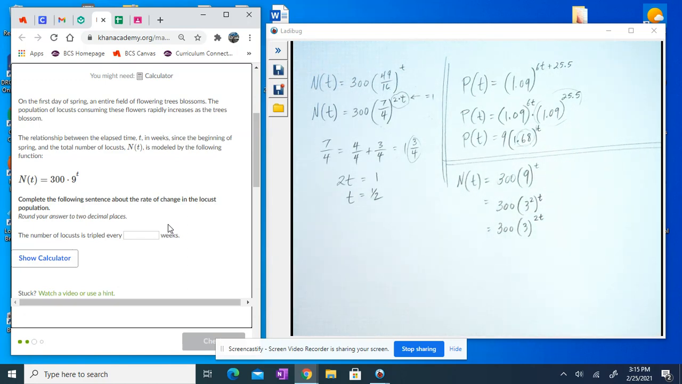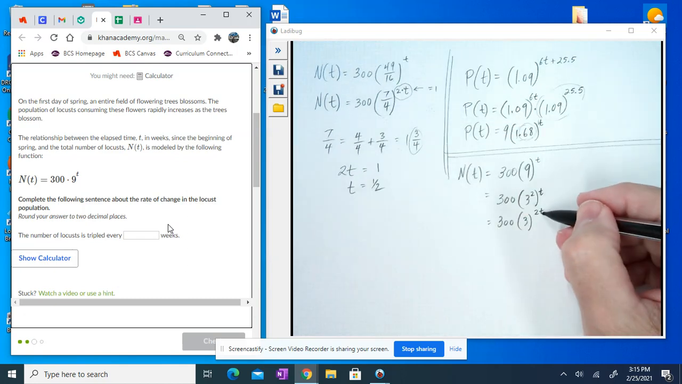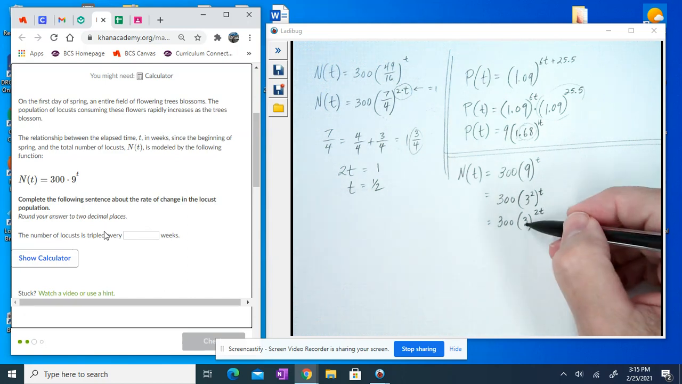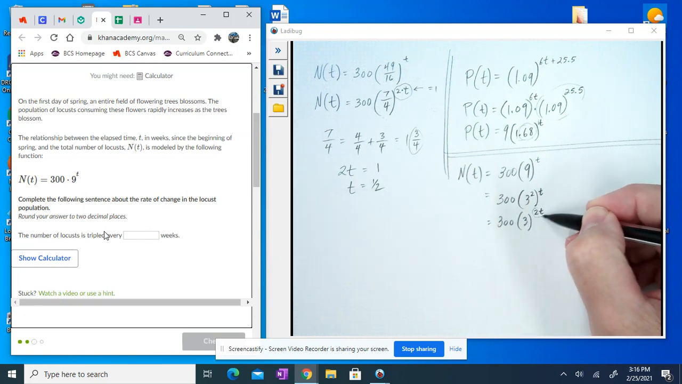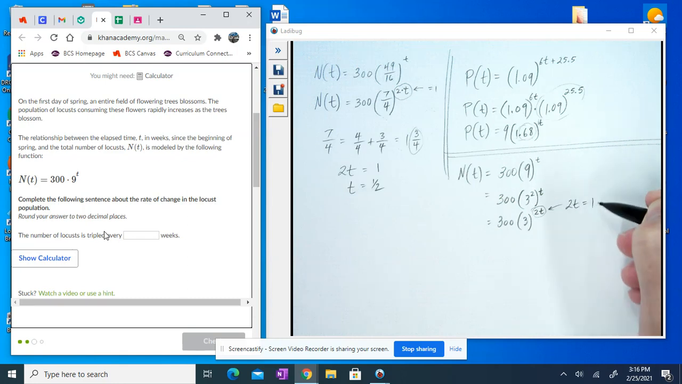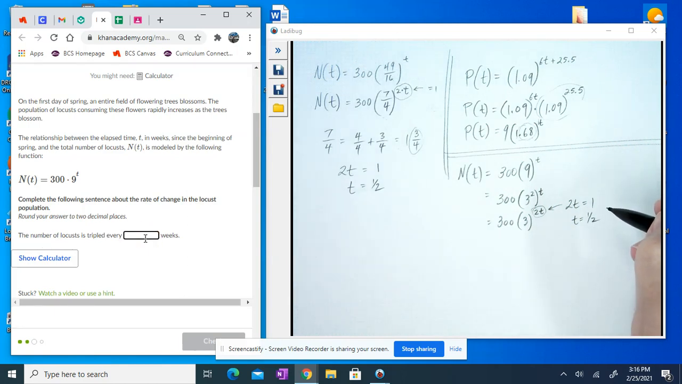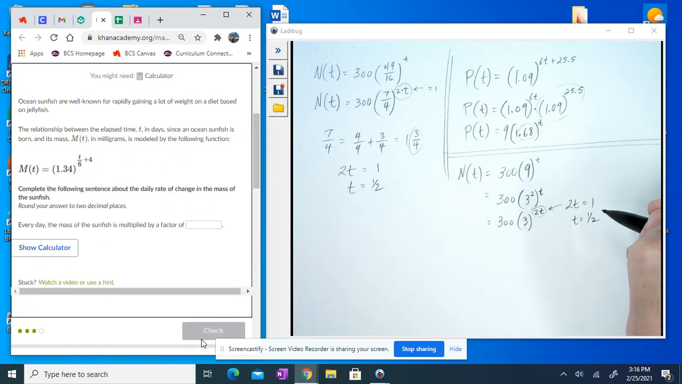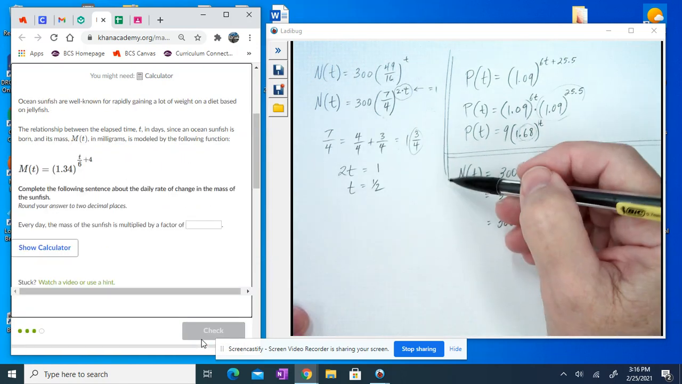All right? So what I want, the question is, it triples. So now I've got it to where it triples, but this is going to need to be 1. So 2t is going to need to be 1, which means t is going to need to be a half. So therefore, this is 1/2. All right. One more.